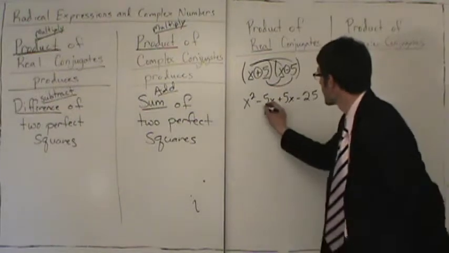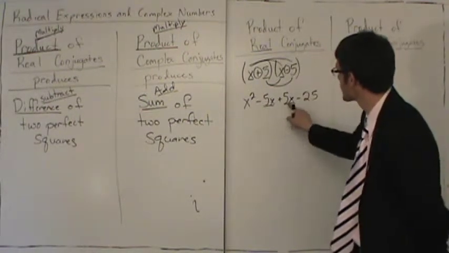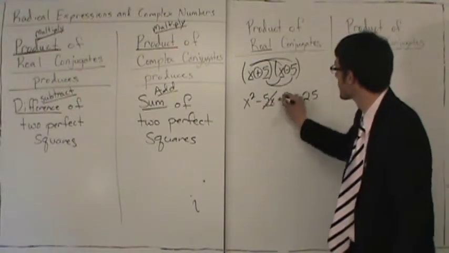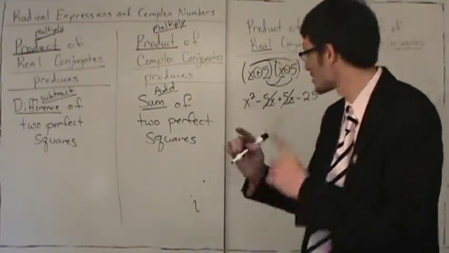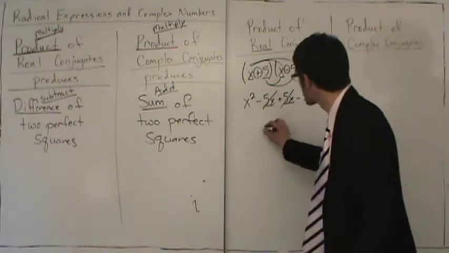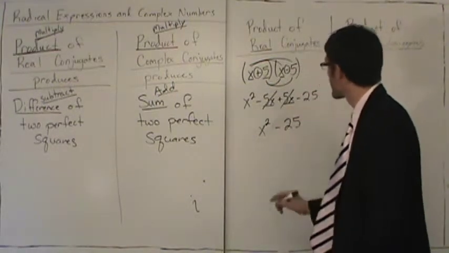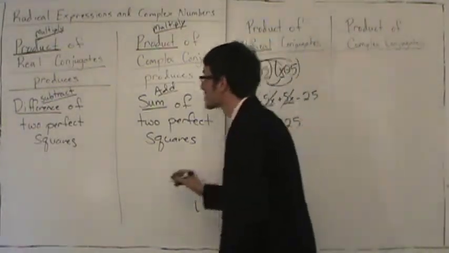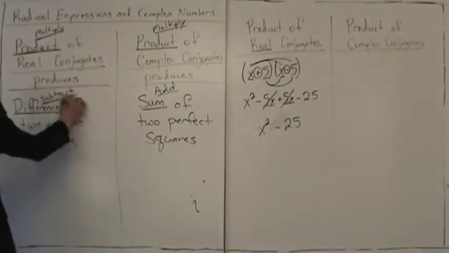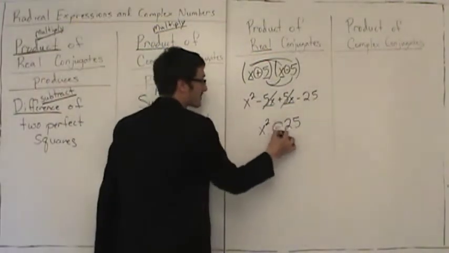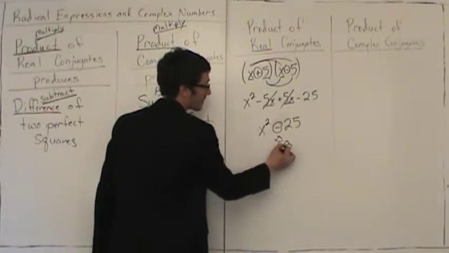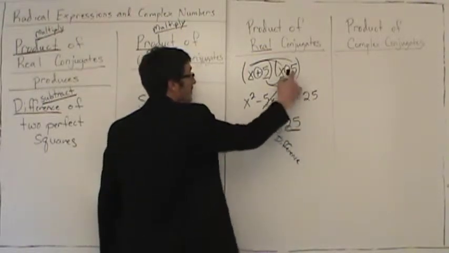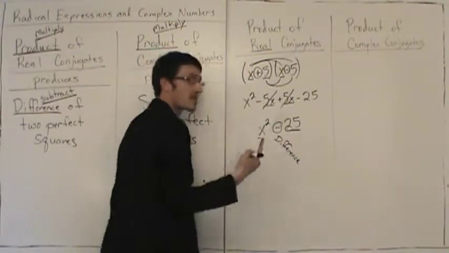Watch this. So what happens when we multiply conjugates? Negative 5x plus 5x gives what? 0x. So these two cancel out. The middle terms cancel. When you multiply conjugates, the middle terms cancel. We're left with x squared minus 25. This is called a difference. Remember, difference means subtract. So we see subtraction, or difference, of two perfect squares. 25 is the perfect square of 5, and x squared is the perfect square of x.